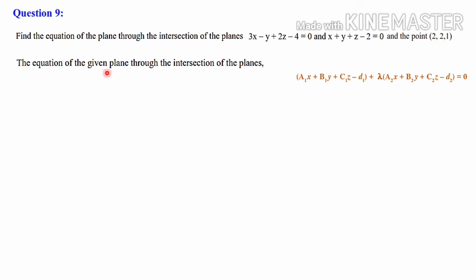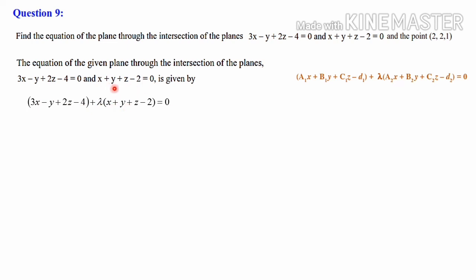The equation of the required plane through the intersection of the planes 3x minus y plus 2z minus 4 equal to 0 and x plus y plus z minus 2 is equal to 0 is given by, let's write by using this formula: plane 1 equation, that is 3x minus y plus 2z minus 4, plus lambda into plane 2 equation x plus y plus z minus 2 is equal to 0. One condition is also given to us, that this plane is passing through 2, 2, 1.